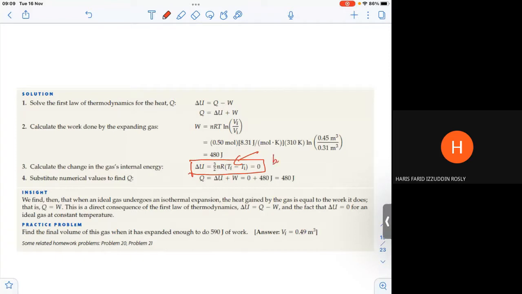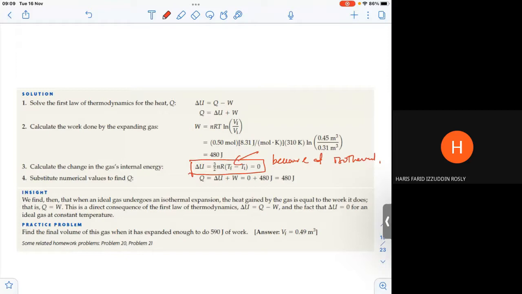Because of isothermal, that means constant temperature, TF minus TI will be 0, regardless of the value. 310 Kelvin minus 310 Kelvin, so we get 0.